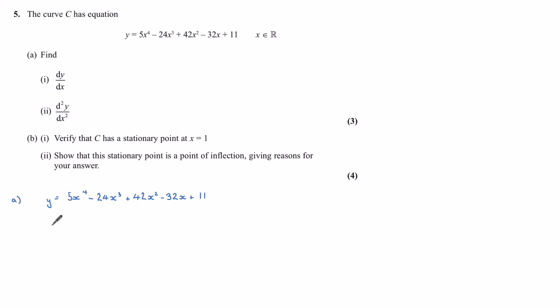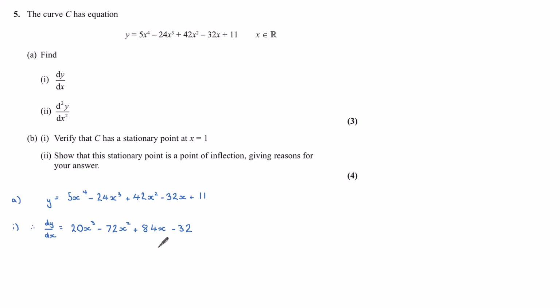So, with our starting equation, y is equal to 5x^4 minus 24x^3 plus 42x^2 minus 32x plus 11. Let's start by differentiating these. Remember we multiply by the power and then reduce the power by 1. So this will become 20x^3, 3 times 24, so minus 72x^2, 2 times 42 is 84x, minus 32, and then 11 being a constant will differentiate to 0.